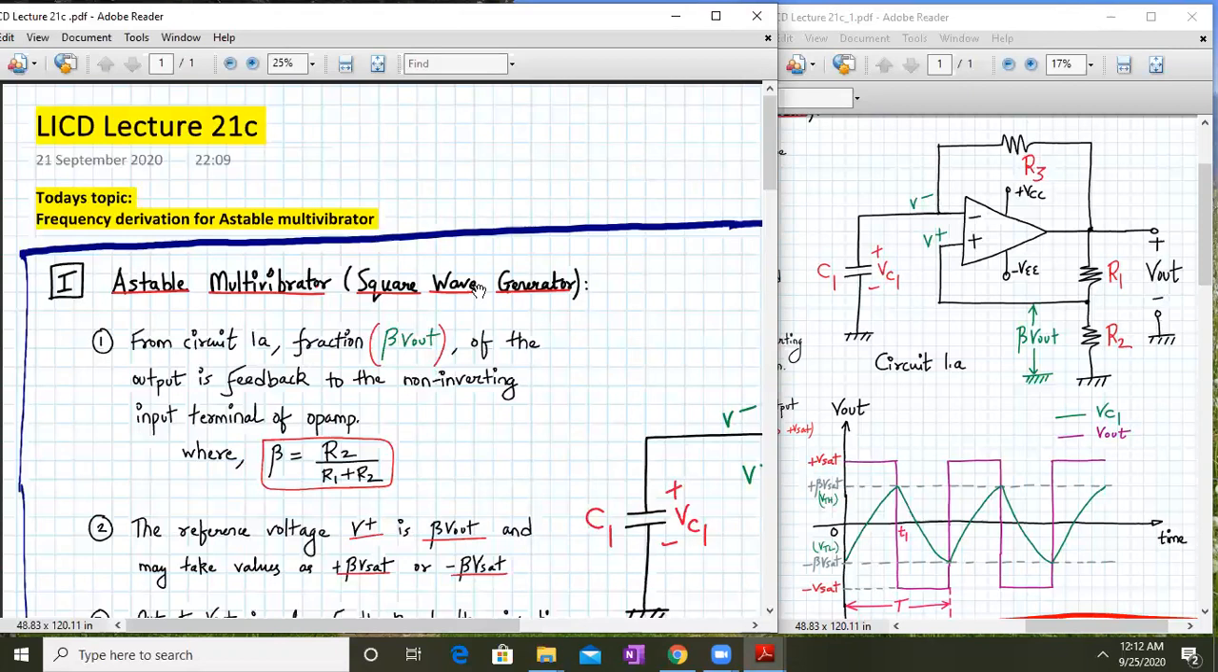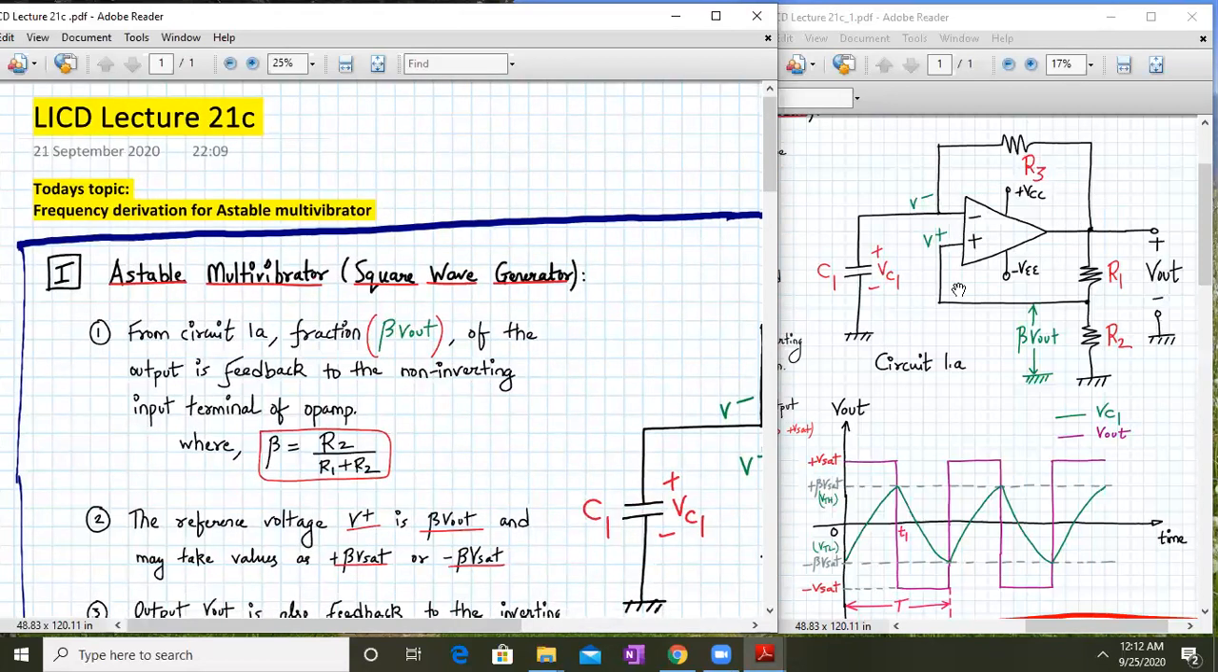Today we are going to derive the expression for frequency for an astable multivibrator. So let us start. As we have seen, this is my circuit diagram for the astable multivibrator.